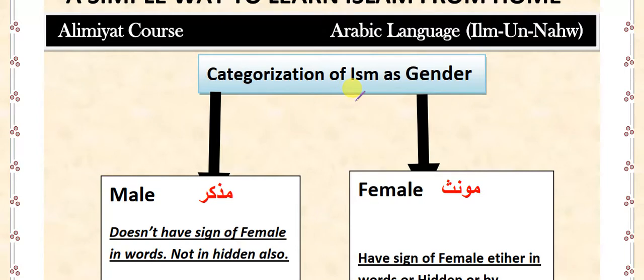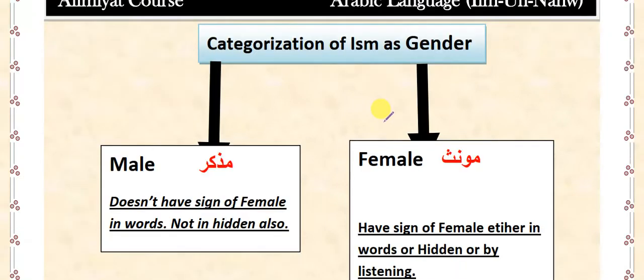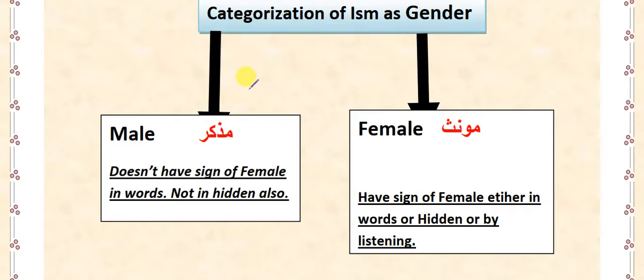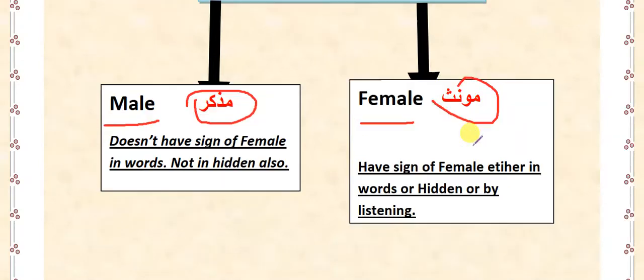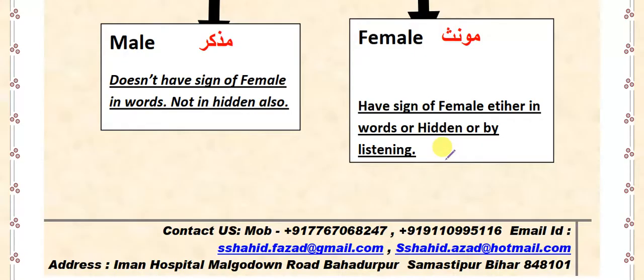In this chapter we are going to learn all the rules. There are two types of ism as a gender. The first one is called muzakkar, that means male, and the second one is muannas, that means female. Then what is the definition of muannas?